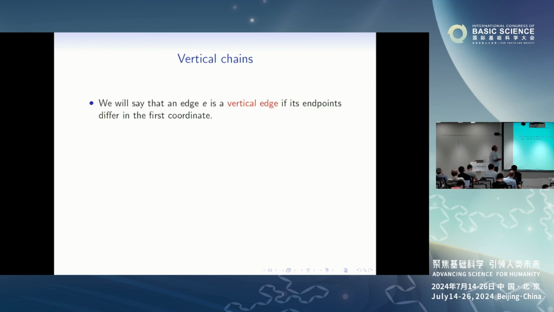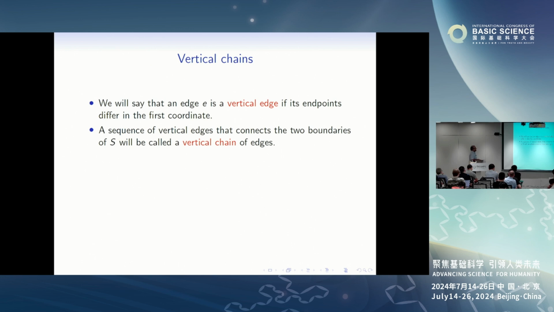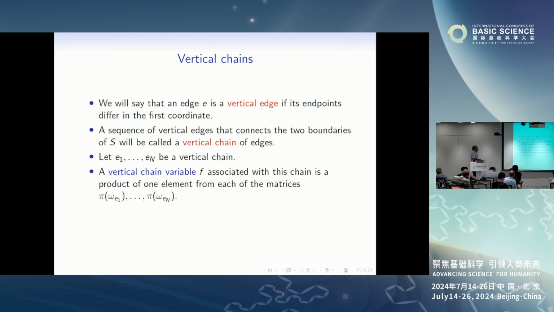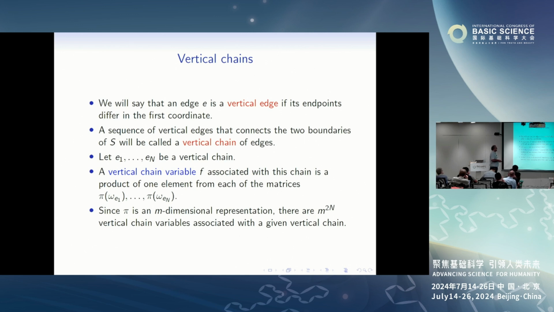Okay, so we'll say that an edge is a vertical edge if it goes up, that is, if its endpoints differ in the first coordinate. A sequence of vertical edges that connects the two boundaries will be called a vertical chain of edges, going from the bottom boundary to the top boundary. Let E1, E2, ..., En be a vertical chain. A vertical chain variable associated with this chain is the product of one element from each of the matrices pi(omega(E1)), pi(omega(E2)), ..., pi(omega(En)). So any variable where you take one element from pi(omega(E1)), one element from pi(omega(E2)), one element from pi(omega(En)), and take the product of those, will be called a vertical chain variable. Since pi is an m-dimensional representation, there are exactly m to the 2n vertical chain variables associated with the given vertical chain.